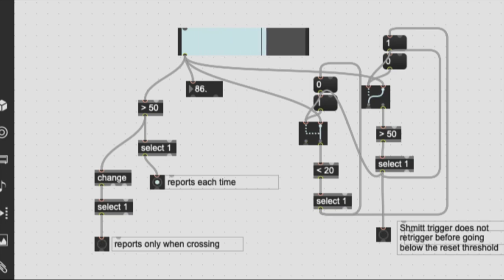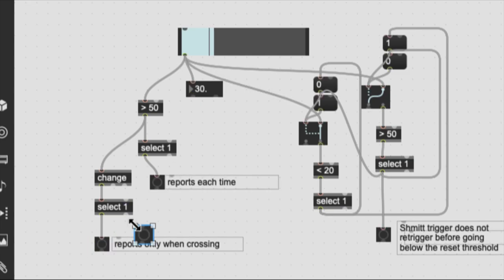So you see here, what you get if you watch this bang here is I get a single bang only when I go across the threshold, and it actually does this unidirectionally. So it reports a bang when I go from below the threshold to above the threshold, and if I travel backwards it doesn't send me a bang.